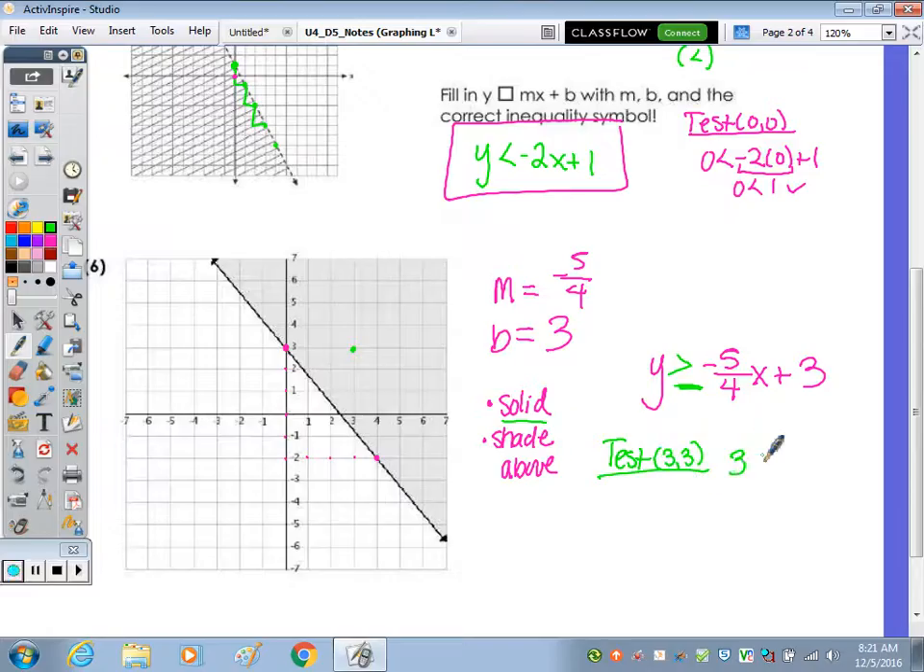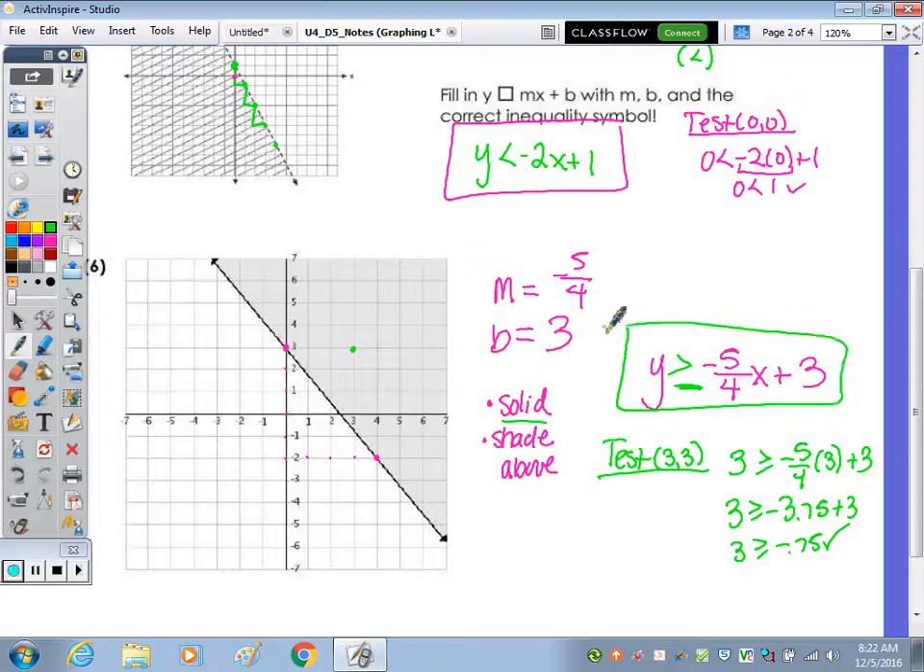Is 3 greater than or equal to negative 5/4 times 3 plus 3? So 3, is that greater than or equal to negative 5/4 times 3, which is negative 3.75, and then add the 3 to that. We get 3 is greater than or equal to negative 0.75. It checks. So we are correct in our inequality that we wrote.